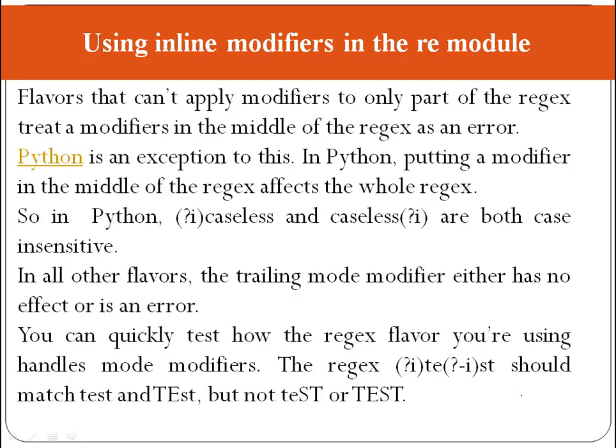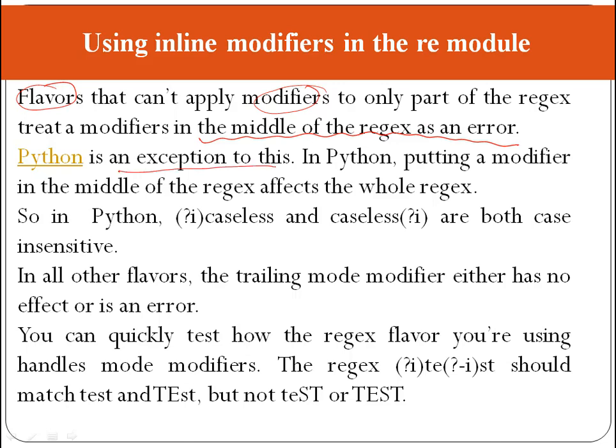Then we are coming to using inline modifiers in the RE module. It is very important, and this is the beauty of Python as well. Flavors, by which we mean other programming languages, can't apply modifiers to only part of the regular expression; they treat a modifier in the middle of the regular expression as an error. If we are applying these modifiers in the middle of the regular expression, either they do not allow it or they will throw an error. But Python is an exception in this regard.